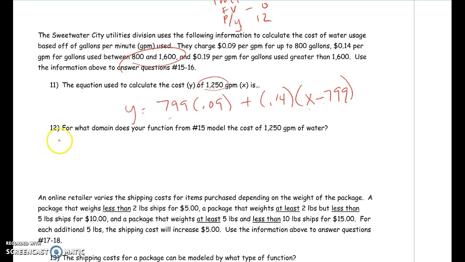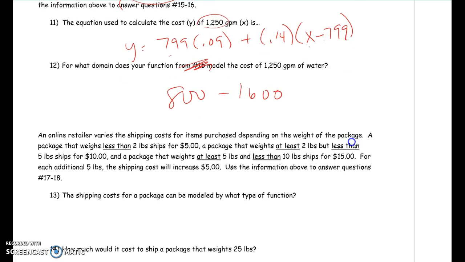Okay. Number 12, for what domain does your function from 15, I don't know what that means. Okay. Model the cost. So I think it meant number 11. For what domain does your function model the cost? Well, the domain is what I just said. Duh, it's anything between 800 and 1600. So, okay, that's weird. But if it goes over 1600, then you have to use a different equation.